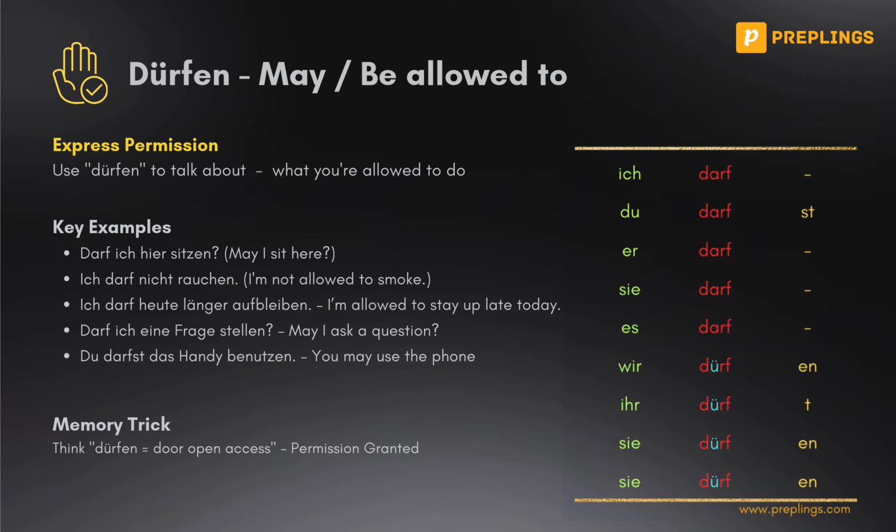Look at the conjugation table, and then look at the sentences. Easy? Here is a quick trick to remember what dürfen means. Dürfen is same as may I, in English. Assume you need door access to enter a security room. You may or may not be permitted.